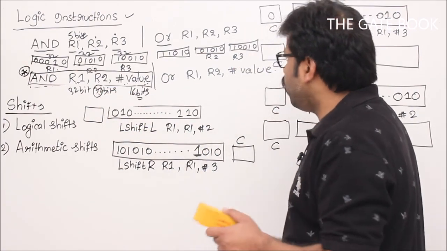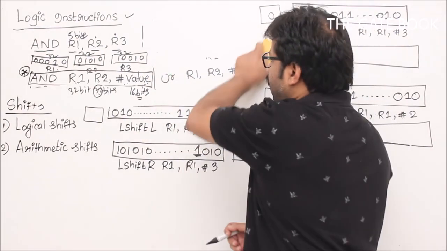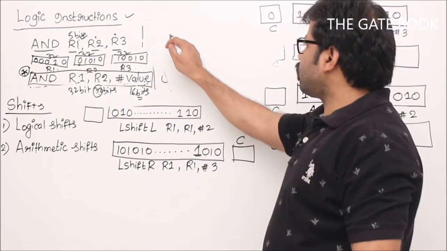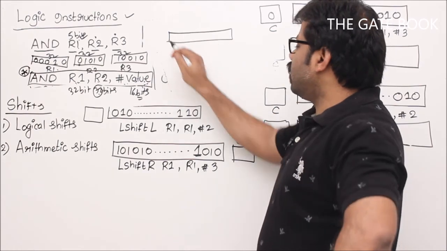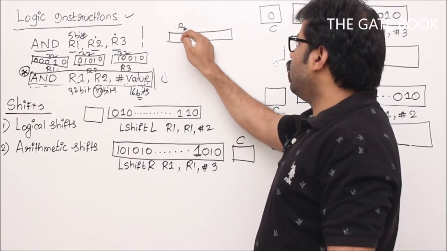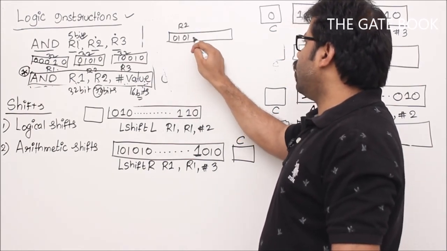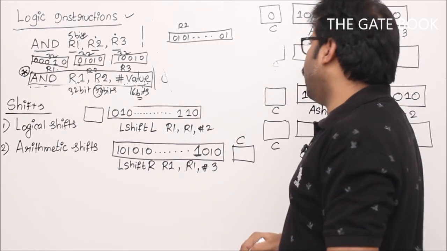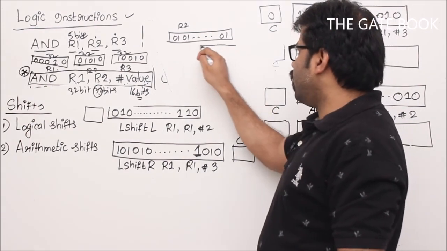For that, what we are going to do is, we can define it like this. This is your 32-bit register, let's say R2. I am assuming that the bits are 0, 1, 0, 1, and so on up to 0, 1. All 32-bit values are 0, 1, 0, 1, 0, 1.